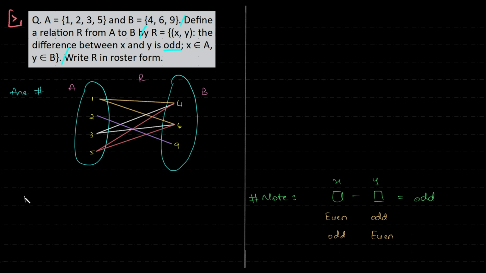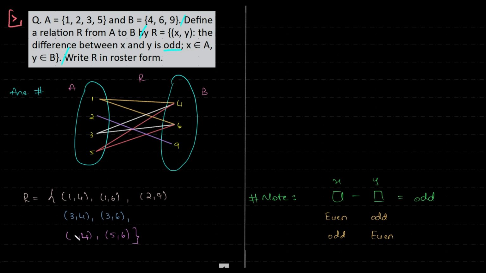So basically your relation R in roster form will be 1 and 4, 1 and 6, 2 and 9, and then we have 3 and 4, 3 and 6, and then we have 5 and 4 and 5 and 6.